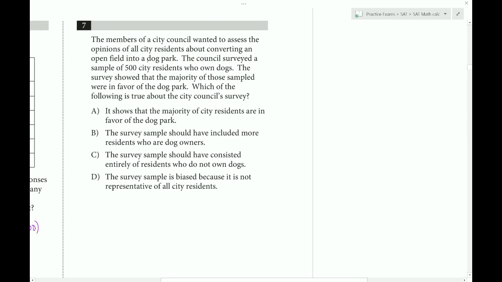The members of a city council wanted to assess the opinions of all city residents about converting an open field into a dog park. The council surveyed a sample of 500 city residents who own dogs. The survey showed that the majority of those sampled were in favor of the dog park. Which of the following is true about the city council survey? Right, so it's biased because they only asked people who own dogs, right? It shows that the majority, no. Should have consistent entirely, no. Is biased because it's not representative, yeah.